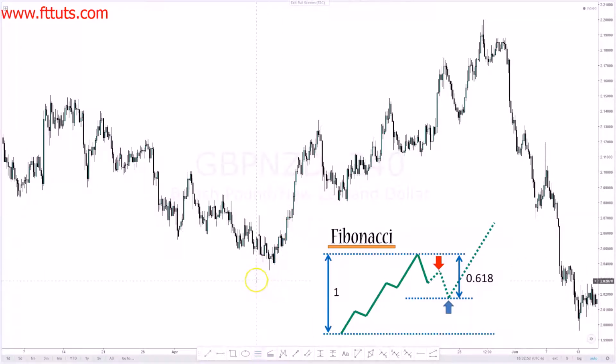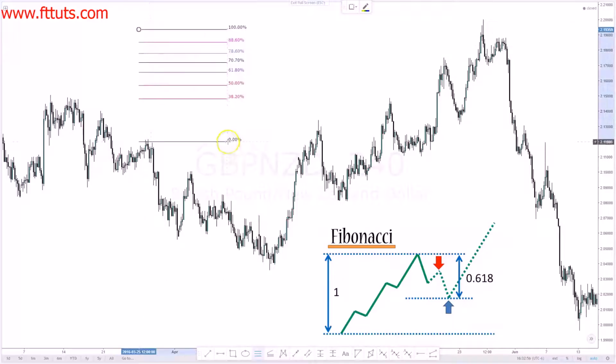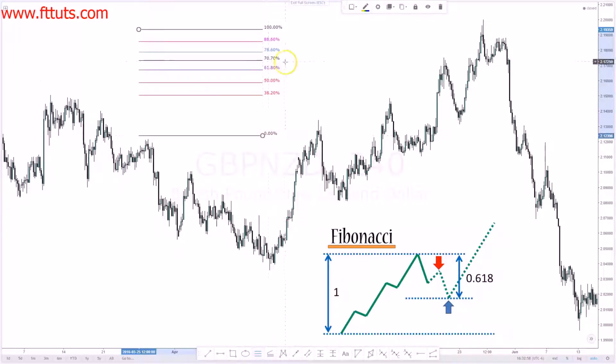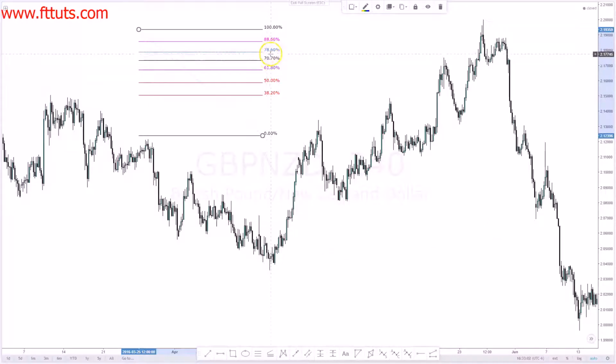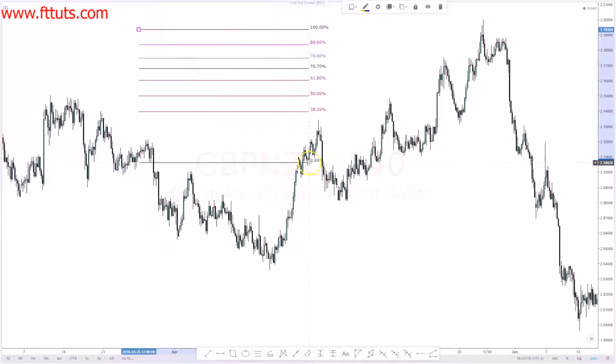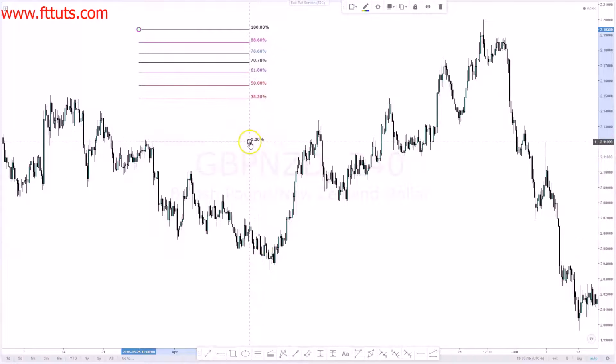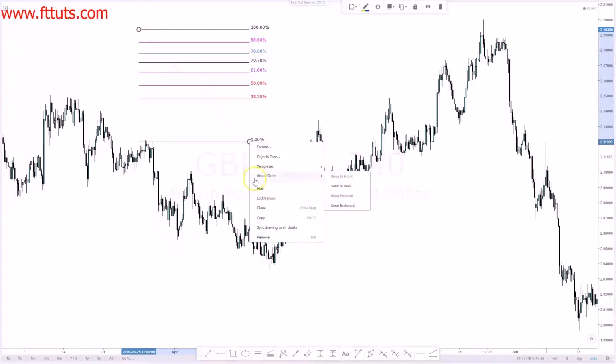First, before I get into it, make sure you have these ratios on your Fibonacci: 88.6, 78.6, 70.7, 61.8, 50%, 38.2. Basically, what these are, guys, is support and resistance. Strong support and resistance zones.